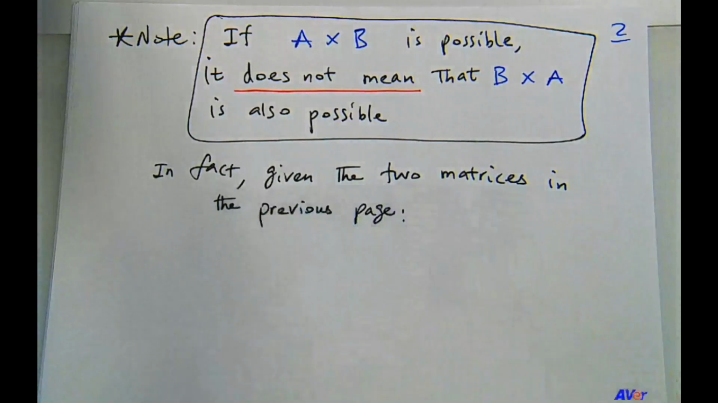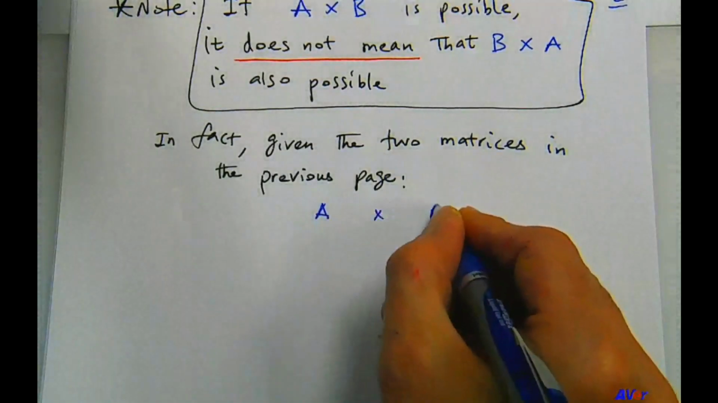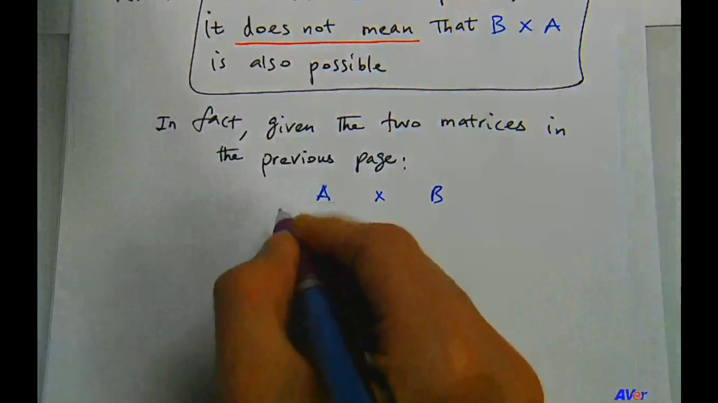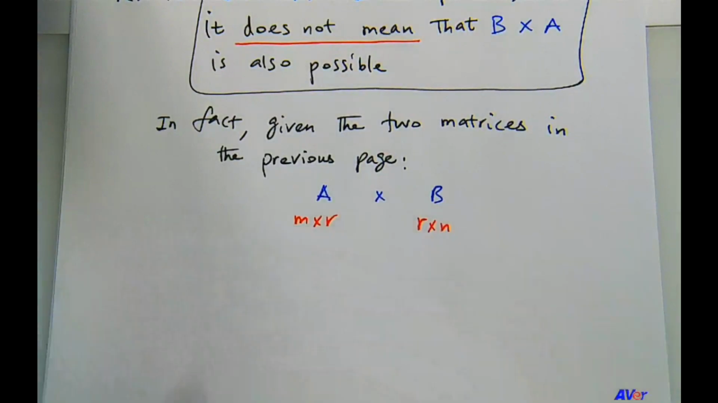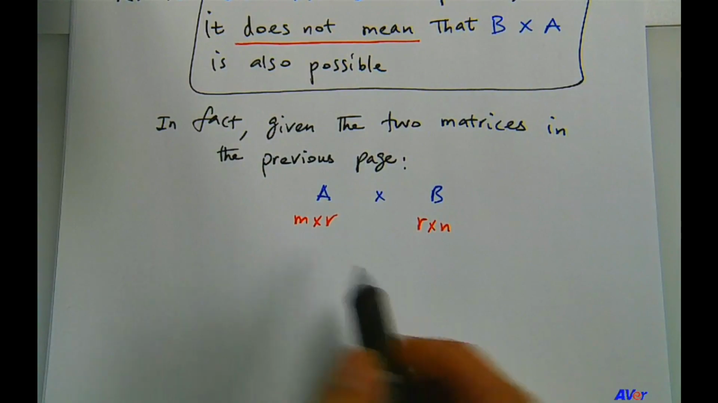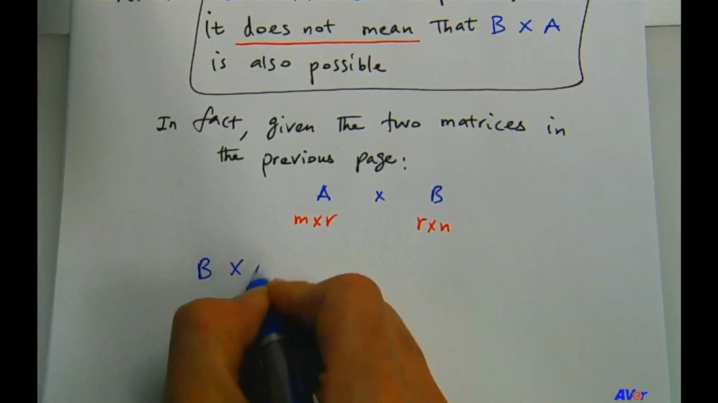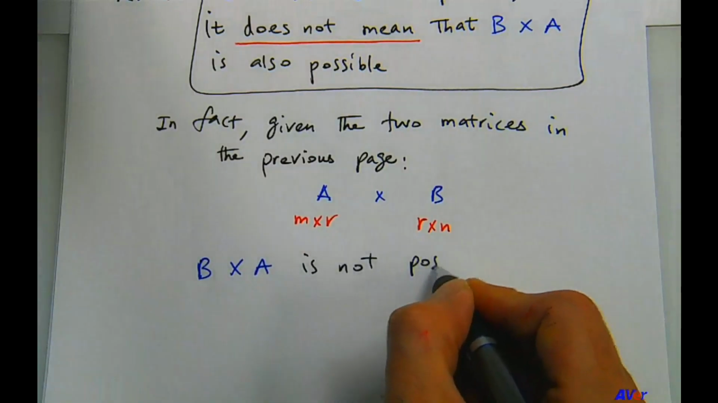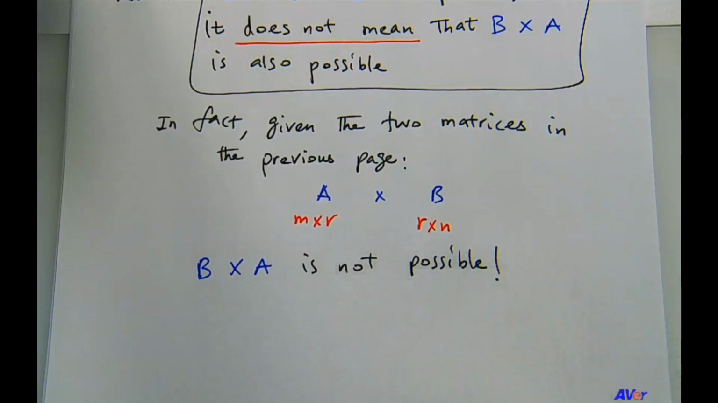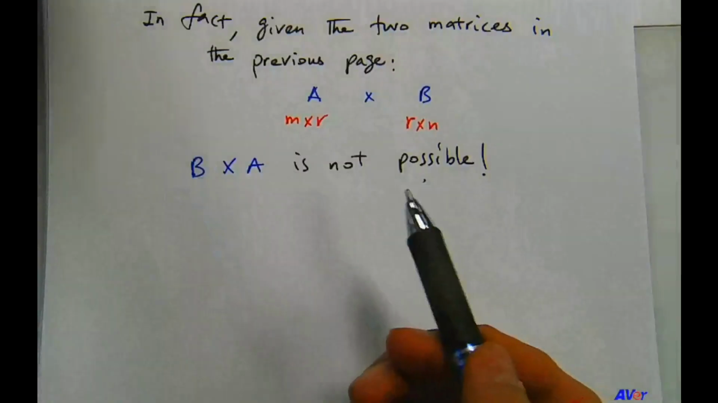In fact, given the two matrices we just talked about on the previous page, let me write them again. A times B. A had dimensions m times r, and B had dimensions r times n. In this case, B times A is not possible. Using that same example, B times A is not going to be possible.